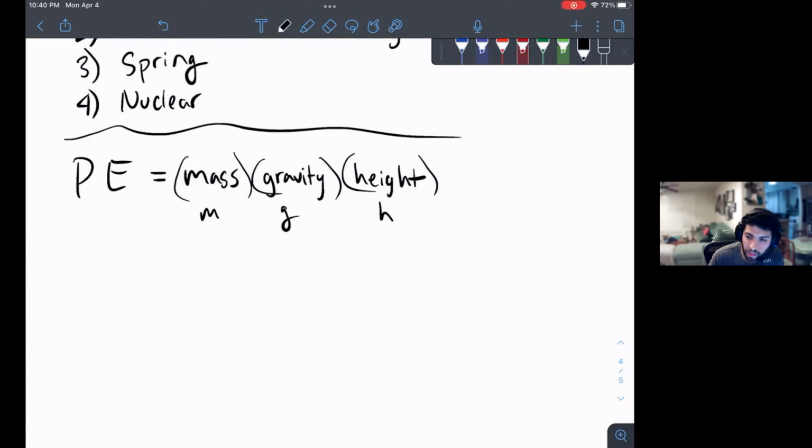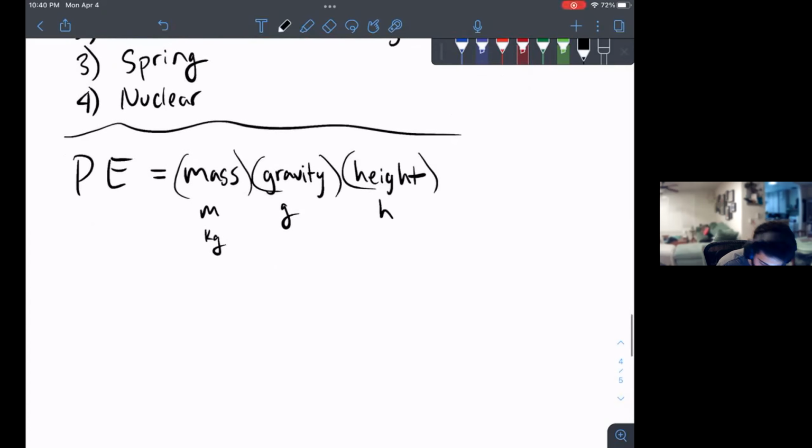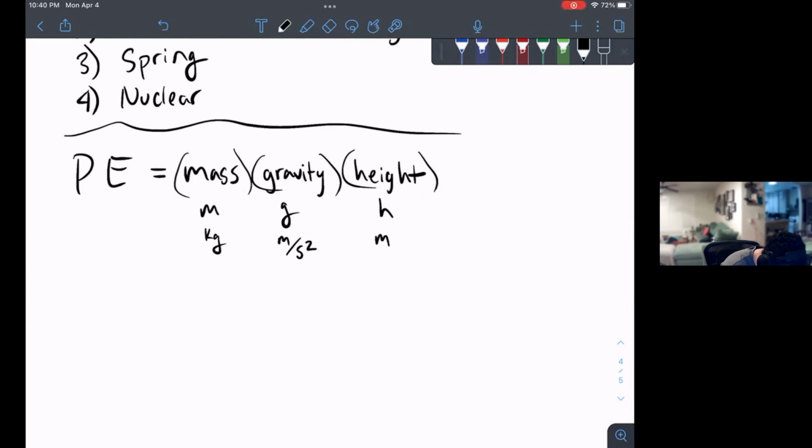Now, once again, I'm going to be very specific about the units. Mass is going to be measured in kilograms. Gravitational acceleration, which is acceleration due to gravity, is meters per second squared. And height is going to be meters. So these are our units. Now, it's very important to keep this consistent. And this is what we're going to use for any object above Earth.